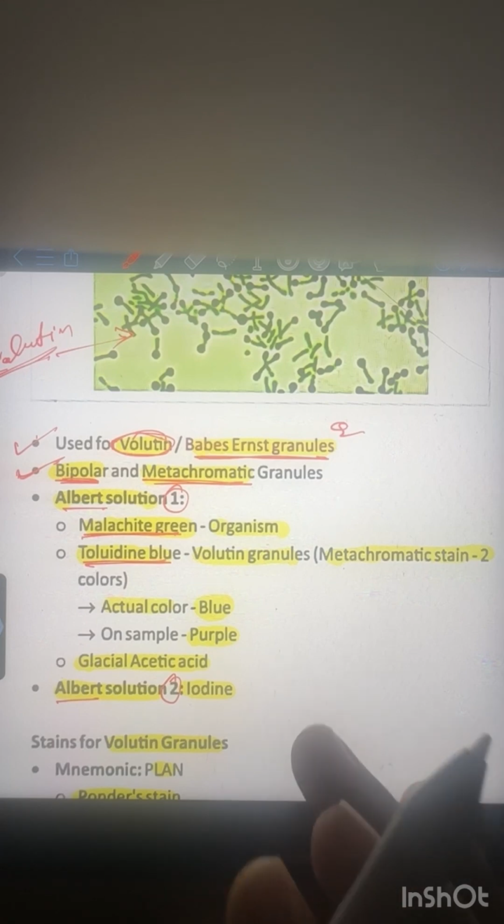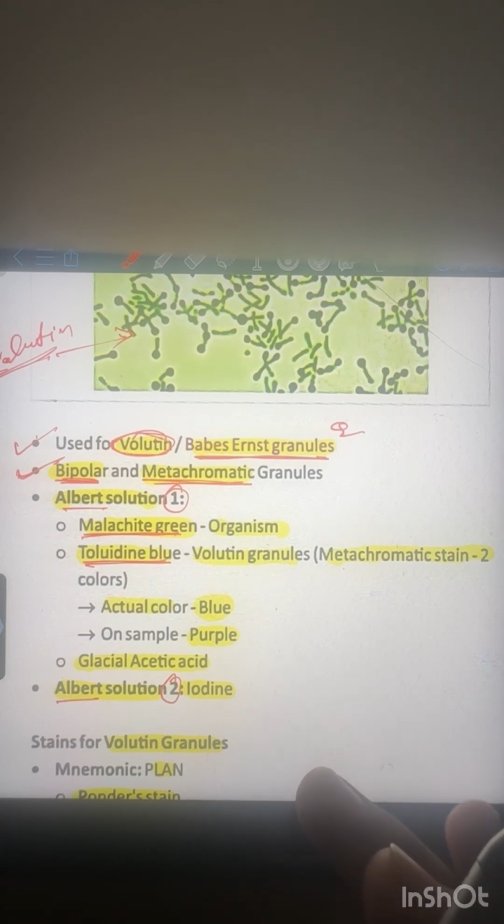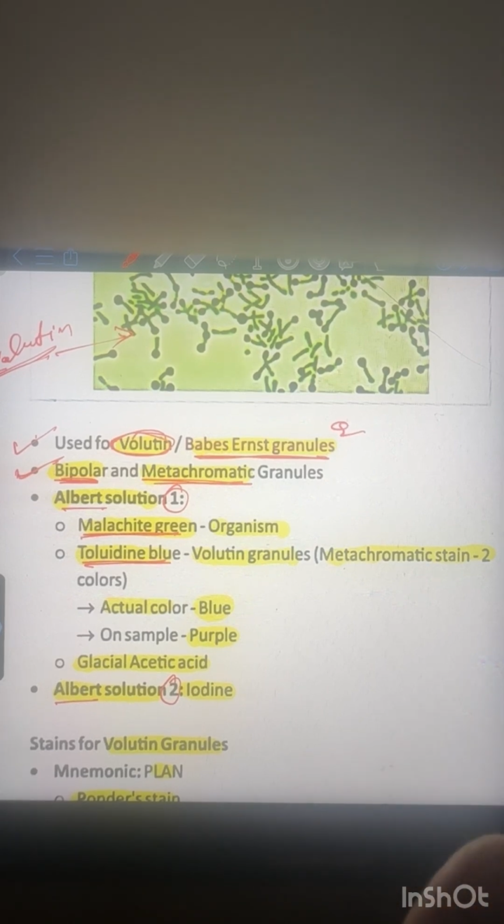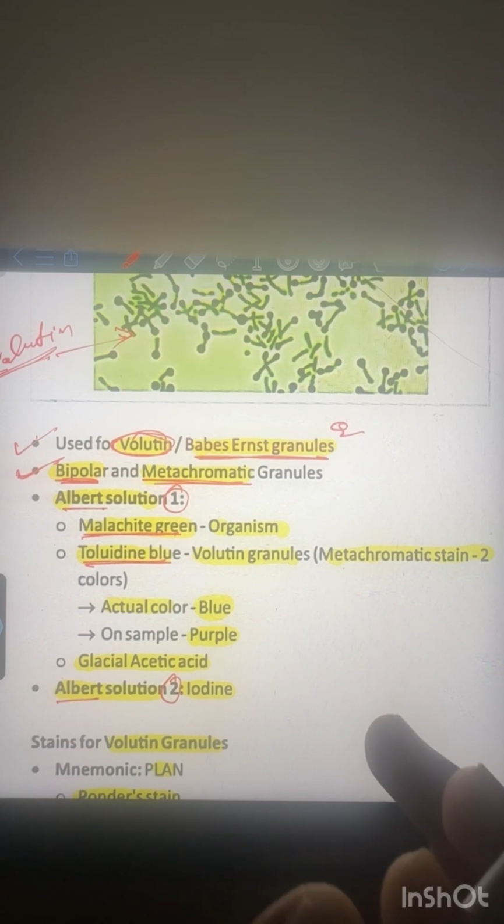So if they ask you, what will you add first and what will you add second? Common sense tells me that Albert stain 1 I'll add first and Albert stain 2 I will add next. If they ask me, don't tell me in terms of this 1 and 2, tell me the three chemicals in it. You will say, okay, toluidine blue, iodine, and malachite green. So what did I say?